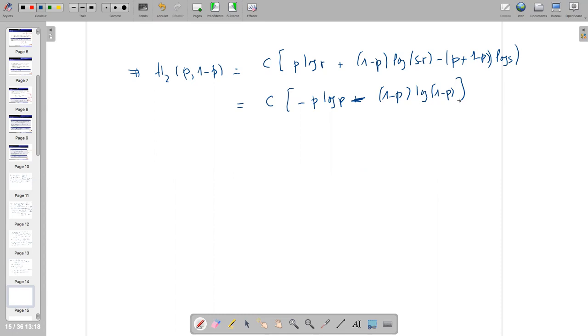Once you arrive here, you have an expression now for H2 that is valid for P rational in 0 or 1. Now we pass to the last step. P in 0 or 1, open interval, and arbitrary, not necessarily rational. Now, if P is irrational, then it can be approximated by a sequence of rational Pn.